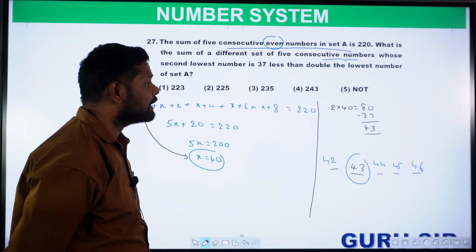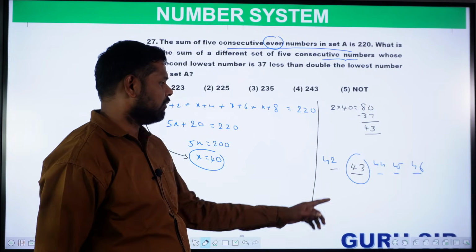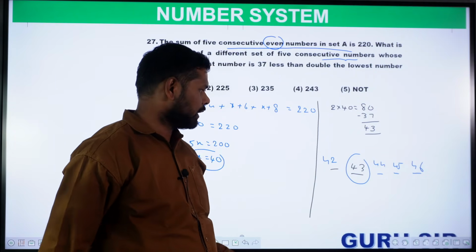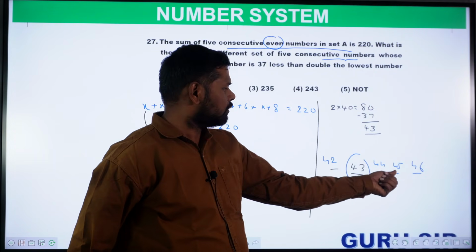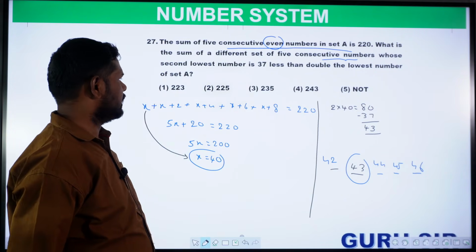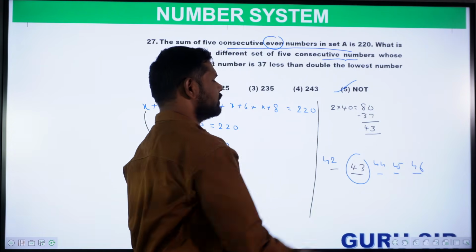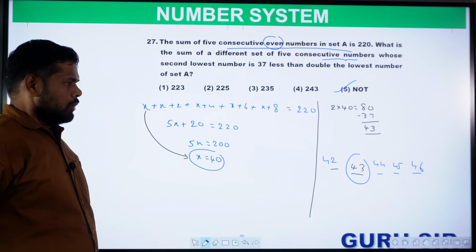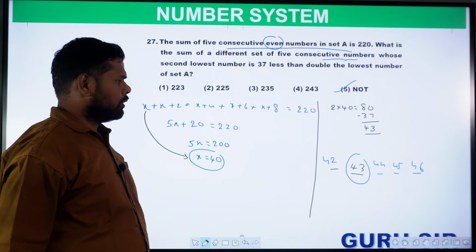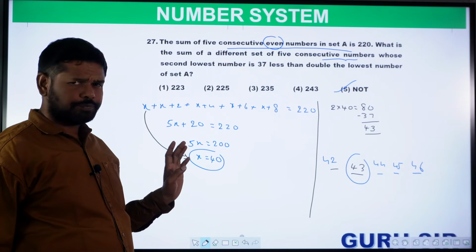We need to find the sum of all those numbers. 40 times 5 is 200, then 205, 209, 214 plus 6, 220. Is it in the options? No. So the answer is none of these. That's it. Very simple.